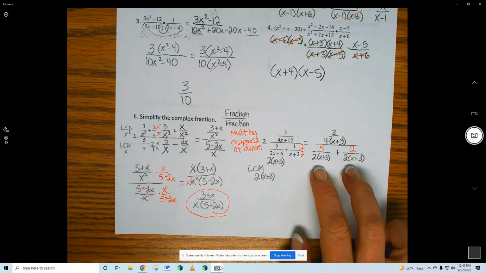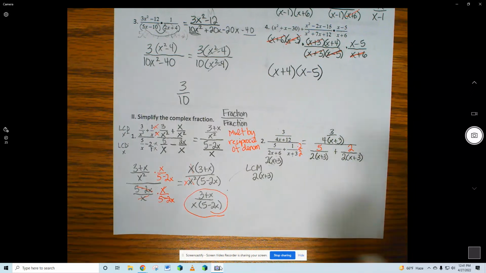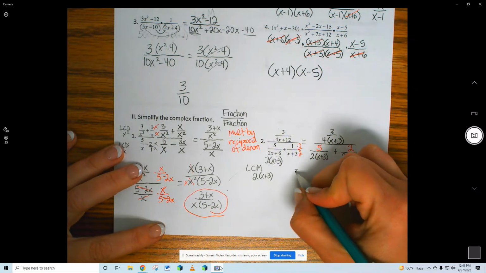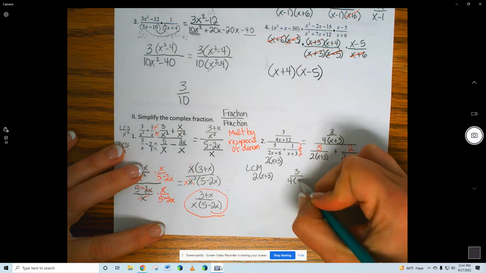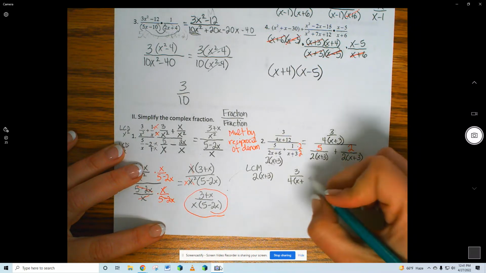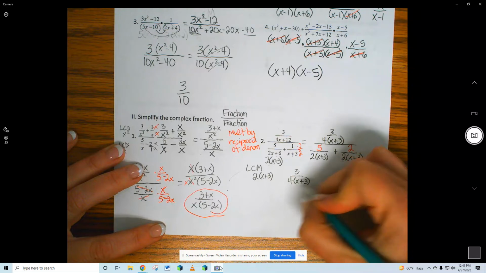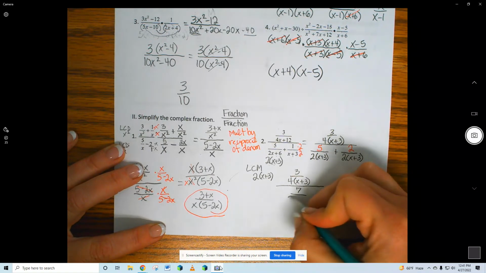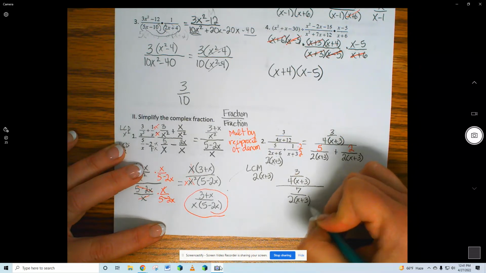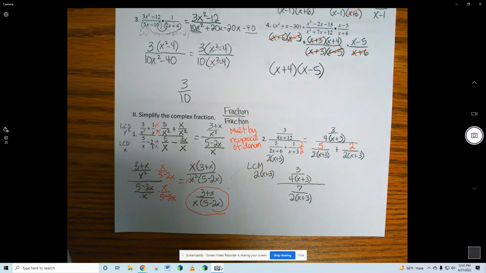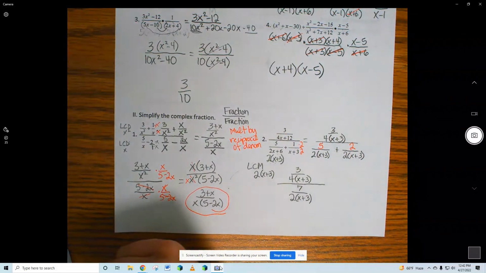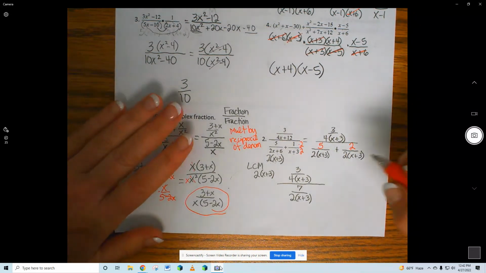Since these have the same denominator, I'm going to add the 5 plus 2. So here's my new fraction. The numerator, 3 divided by 4 times the quantity x plus 3. And then 5 plus 2, 7 over 2 times x plus 3. Okay? Multiply by the reciprocal of the denominator.